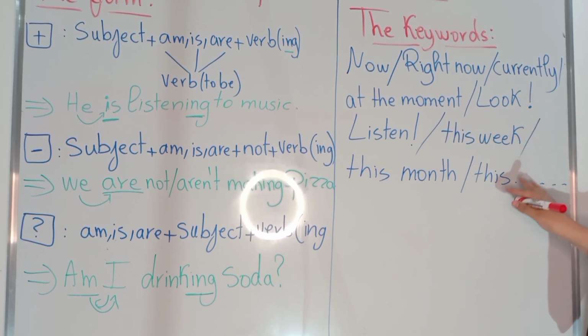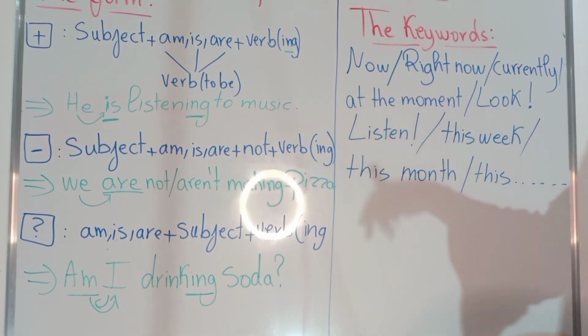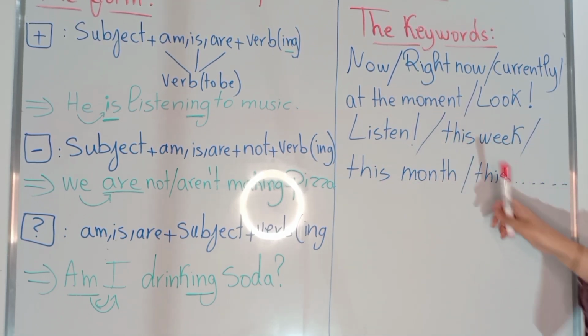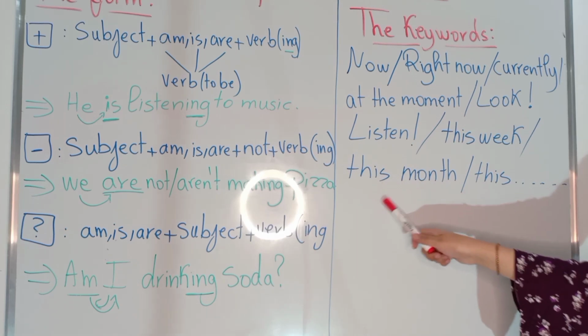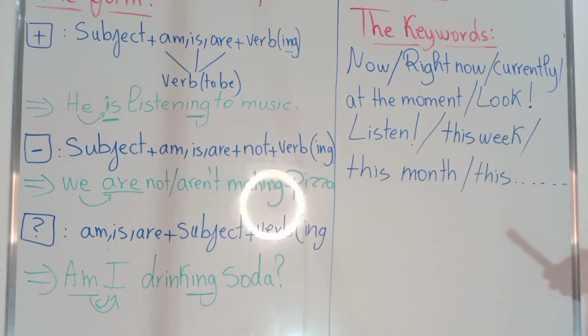This one, this week. Previously, I talked about the second use of the present continuous, which is when you're talking about something that you're doing these days, okay? Not necessarily now, at the moment of speaking. You can talk about something that you do these days, or this week, or this month, anything that has to do with this. This year, this summer, this weekend, and you keep going.